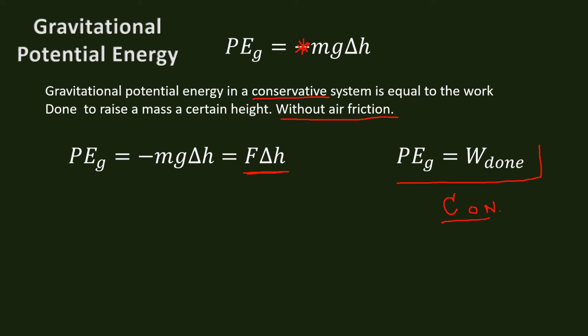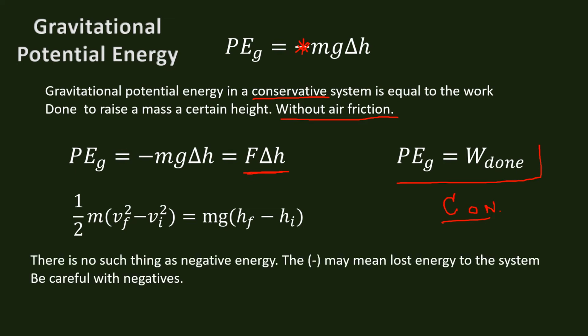Okay. And so we also can say that the work-energy theorem is equal to mg, the potential energy, of the change from the initial height to the final height, whatever the problem will dictate when we work out a problem. There's no such thing as negative energy. The negative may mean lost energy to the system. Be careful with the negatives, okay? A lot of times a negative will mean that the energy is decreasing, where a positive may mean the energy is increasing or standing still.